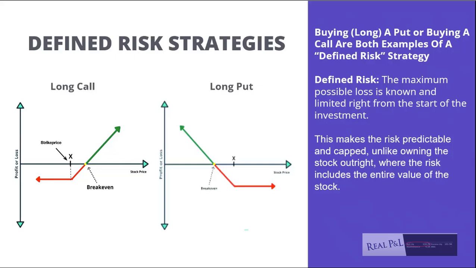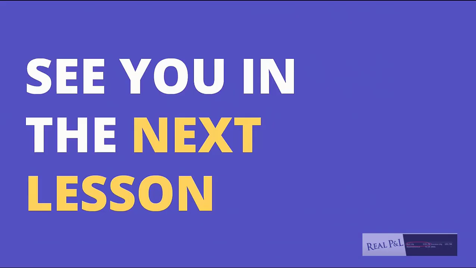Now, buying a put, going long a put, or buying a call are both examples of a defined risk strategy. Defined risk. The maximum possible loss is known and limited right from the start of the investment. That's what defined risk is. And this makes the risk predictable and capped, unlike owning the stock outright, where the risk includes the entire value of the stock. We'll see you in the next lesson.